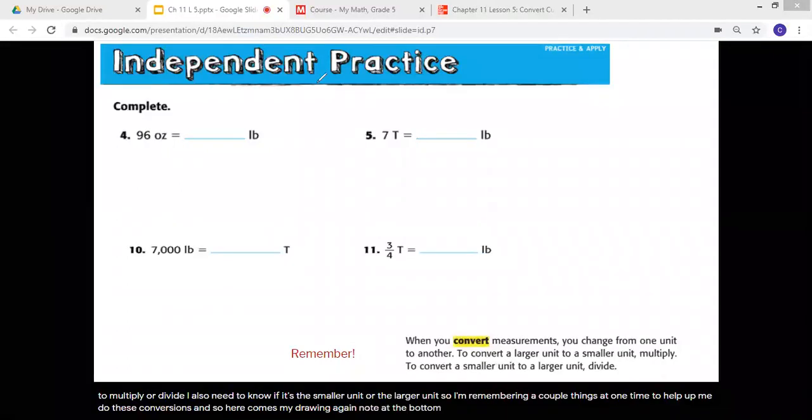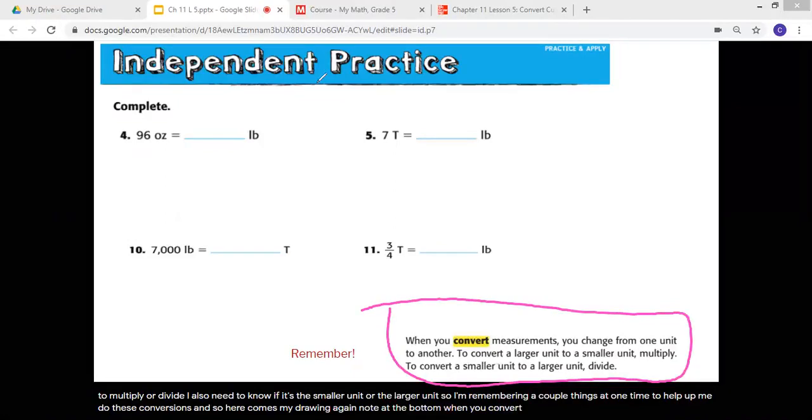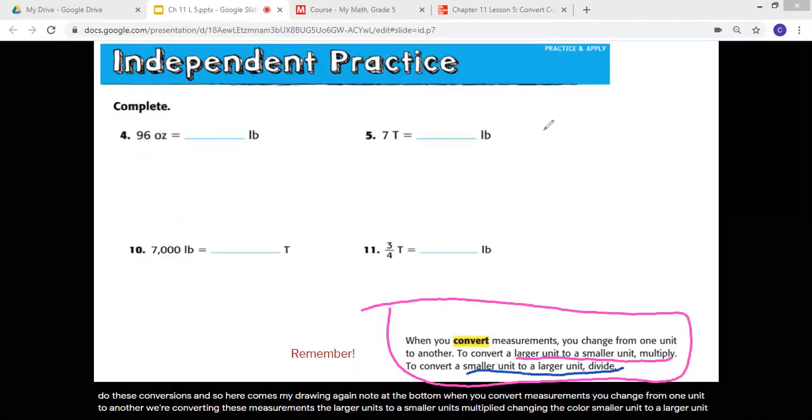Note at the bottom. When you convert measurements, you change from one unit to another. We're converting these measurements. The larger unit to a smaller unit, multiply. Smaller unit to a larger unit, divide.